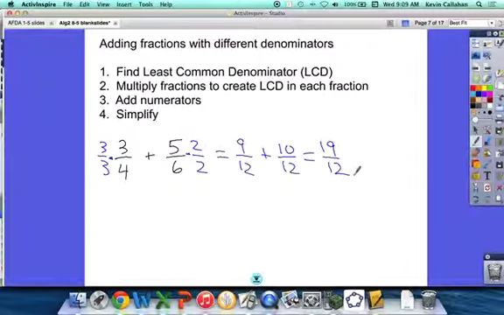Can we simplify 19 over 12? No. No, you can't simplify. So that's done.